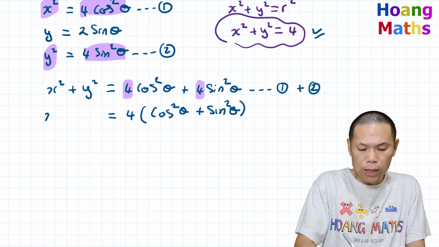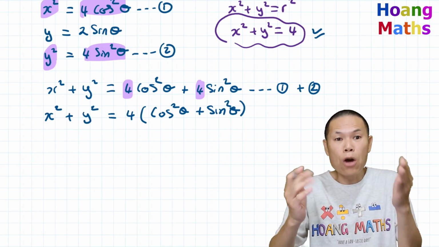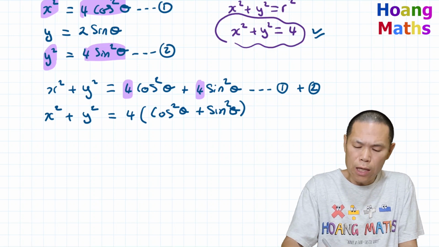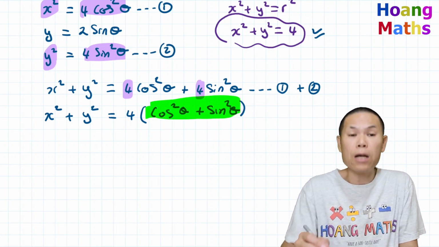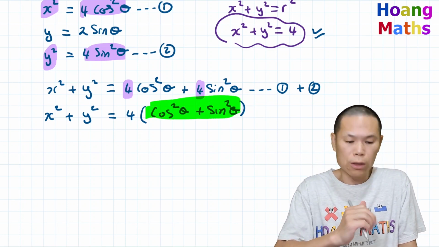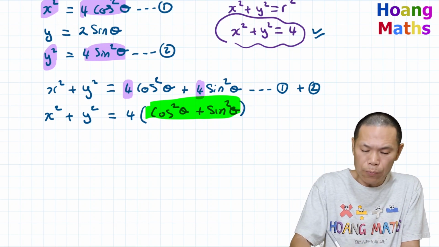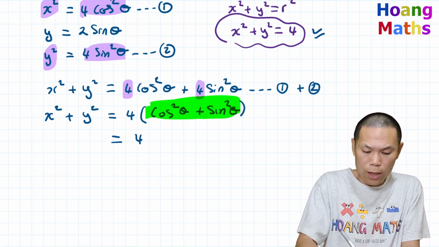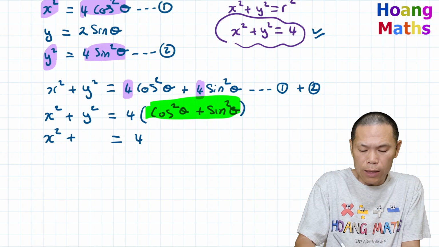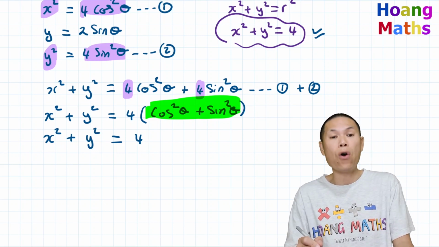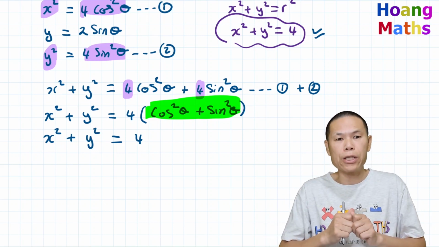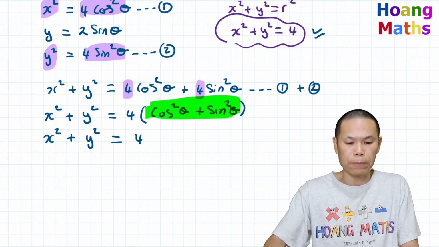And this side here is x squared plus y squared. We know that cos squared theta plus sine squared theta gives 1 from the trig identity. So that will give me 4, and x squared plus y squared is equal to 4. So this is the Cartesian equation. Keep that in mind.